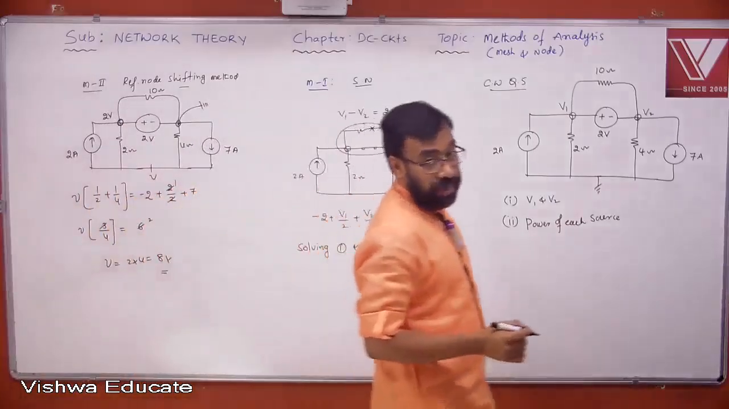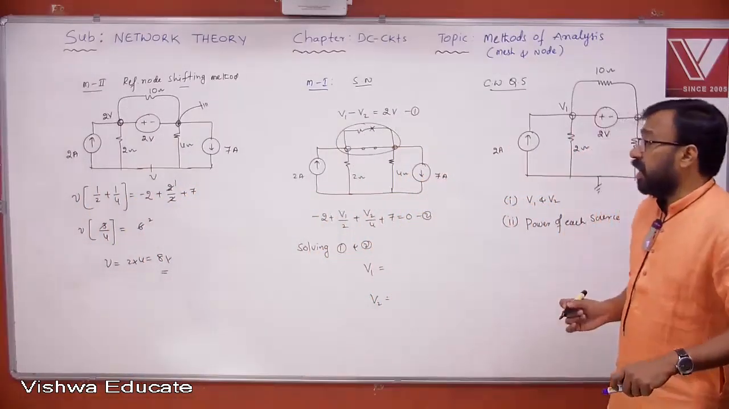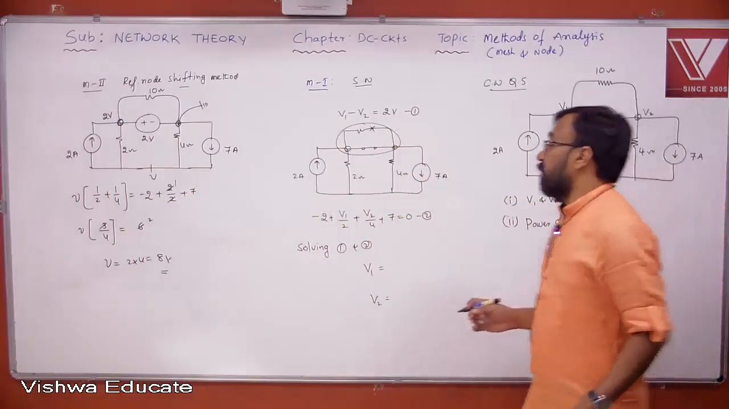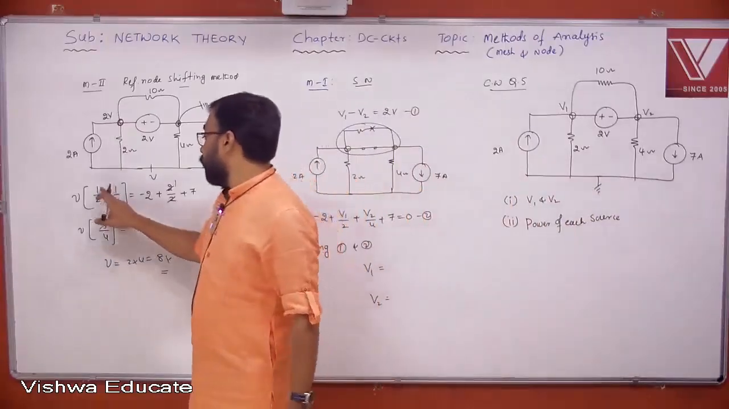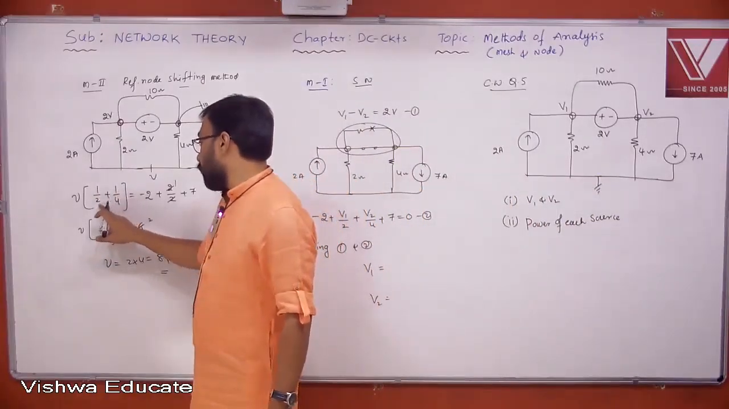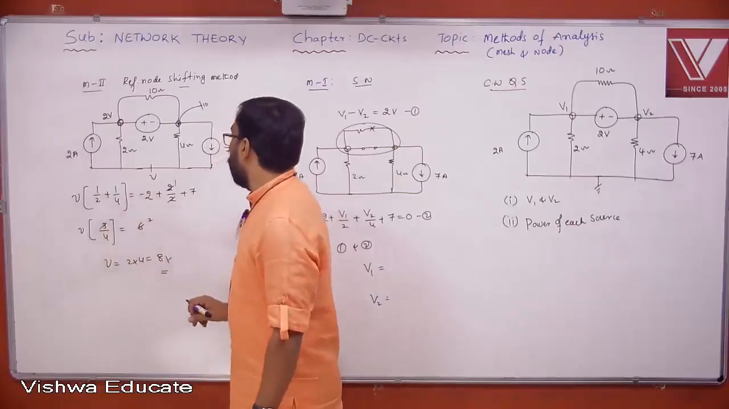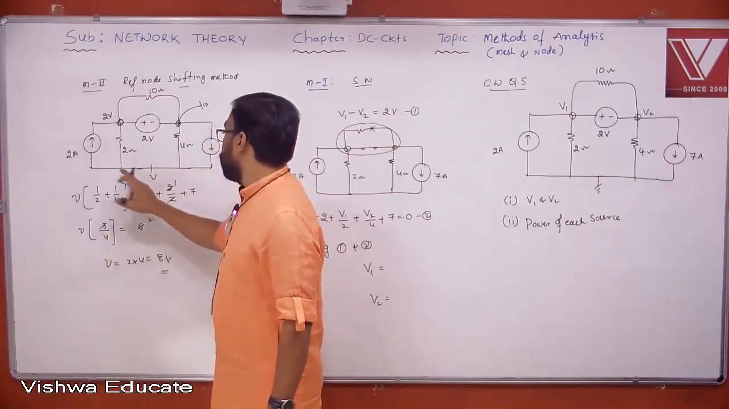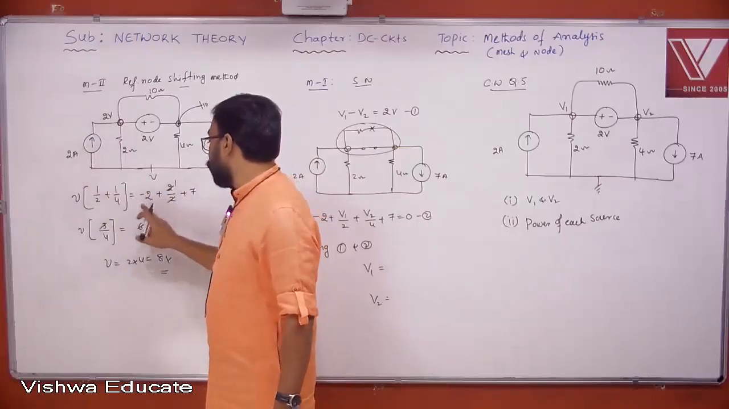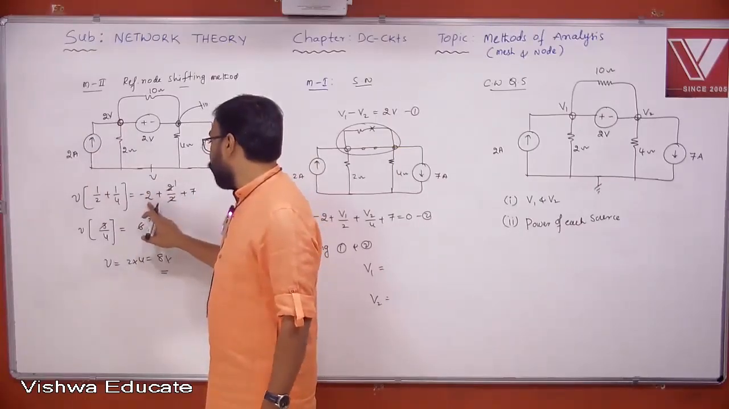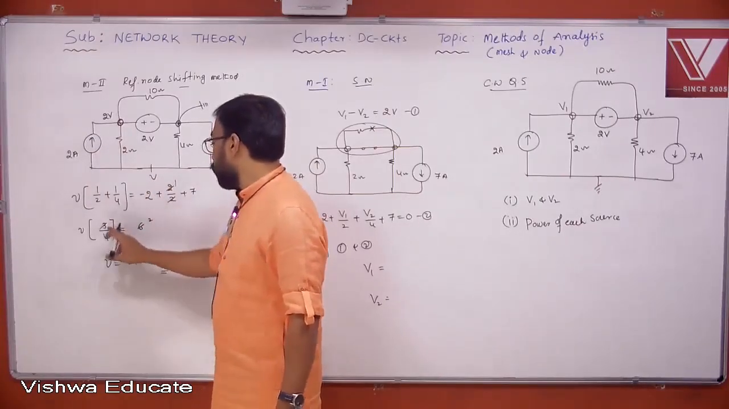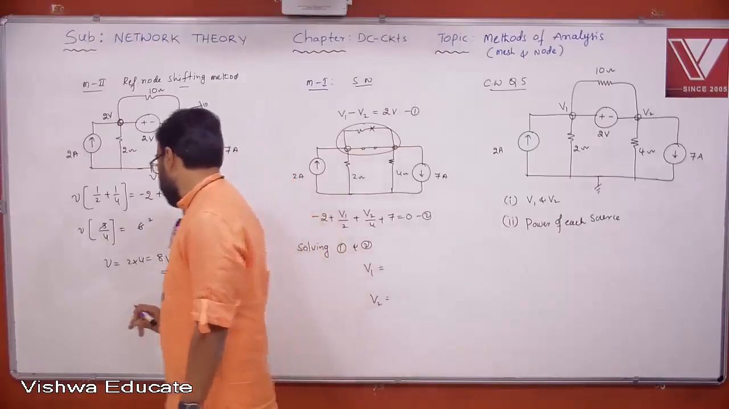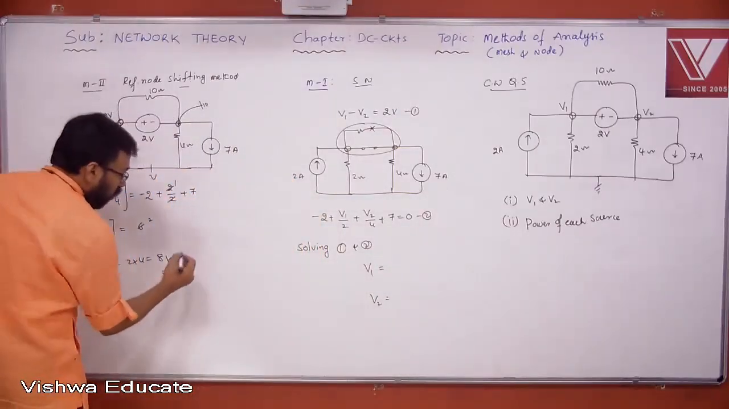You understand all of you? What is the V value here? V is equal to, you get now, what is this 1 by 2 plus 1 by 4? Actually it's 0.5 plus 0.25, 0.75, nothing but 3 by 4. Now already you got 2 by 2, that is 1. This is plus 7, this is minus 2. So 7 minus 2 is 5, 5 plus 1 is 6. So 3/4 V equals 6, but 2 into 4, 8 volts. Yes or no?